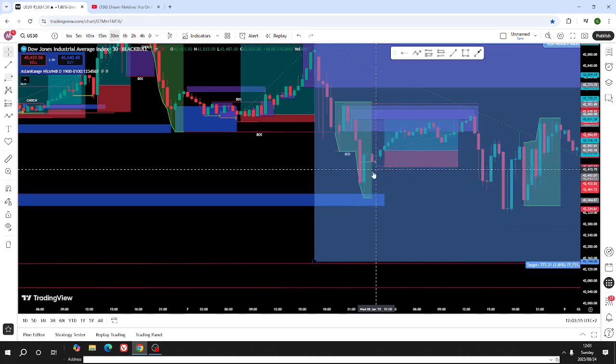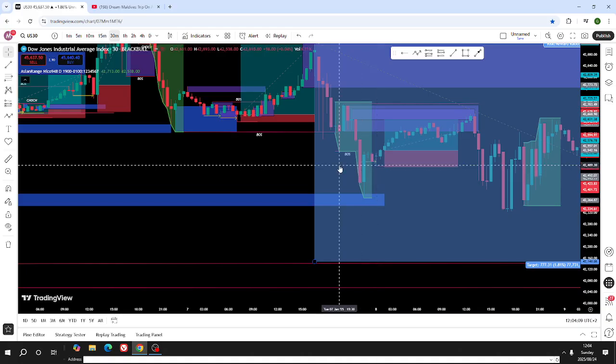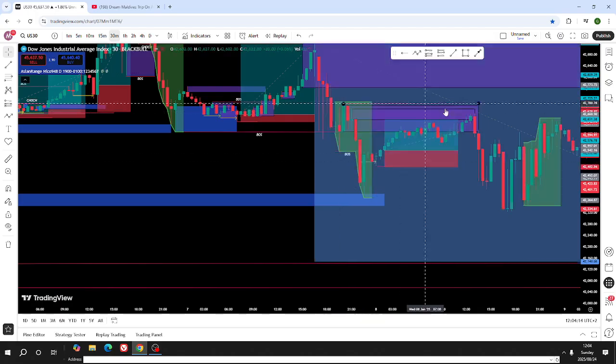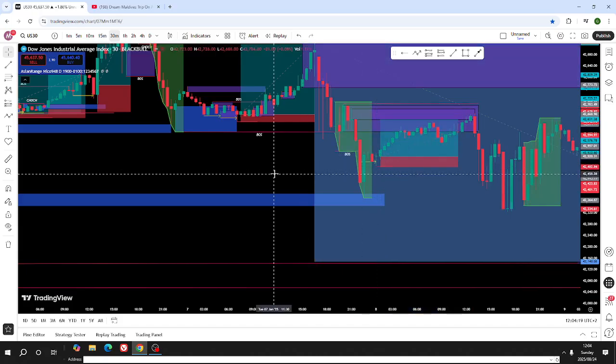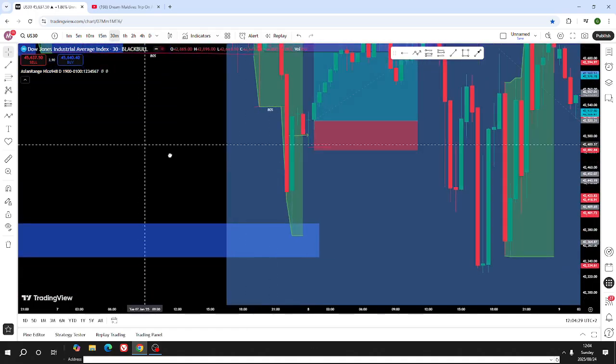Hi. So let's take a look at what's happening right over here. On 30 minutes, we see that at 1 o'clock we're actually having the sweep of that previous candle's low, and we actually needed to buy from here, as you can see, because we also have it on 30 minutes.